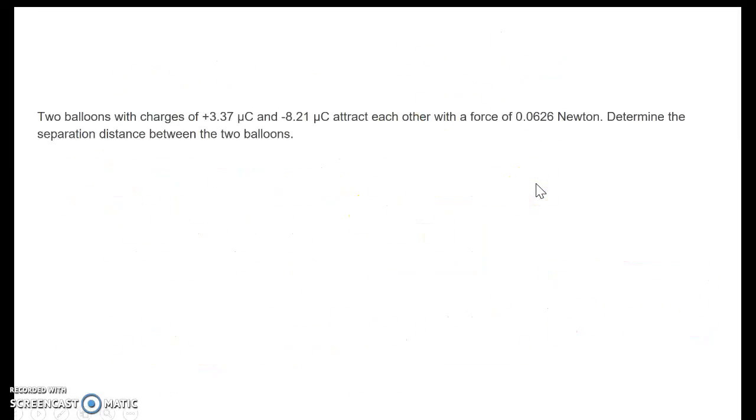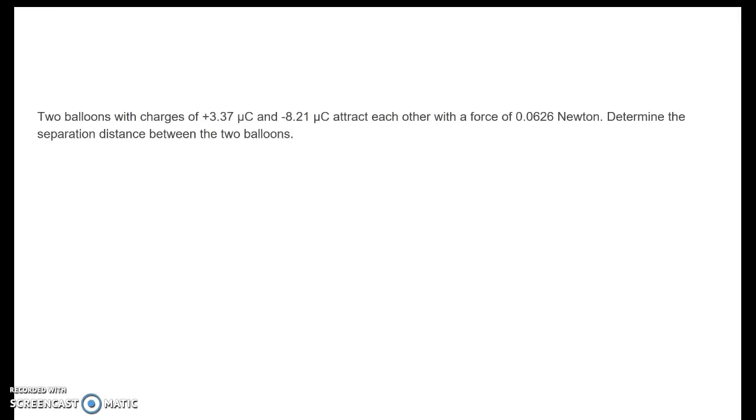Let's look at one more example with force of attraction and how we can use this equation to solve for other things. So we have two balloons. One has a positive 3.37 microcoulomb charge. The other has a negative 8.21 microcoulomb charge. So there's your microcoulombs that we previously discussed. They attract each other with a force of 0.0626 newtons. So it's a relatively large force. We want to find the separation distance between the two balloons.